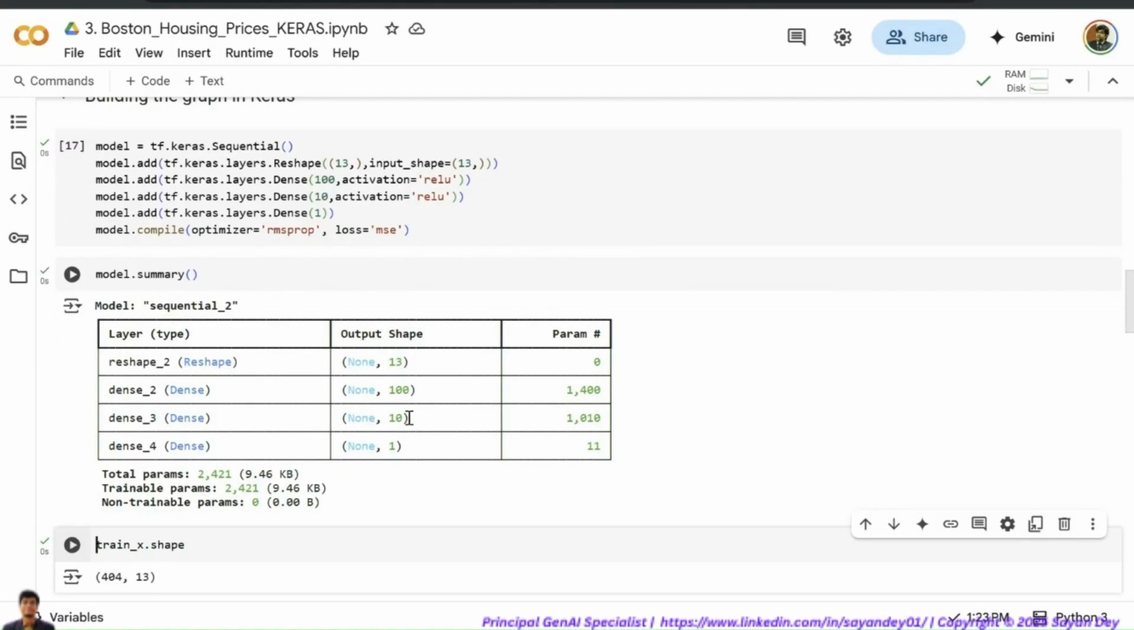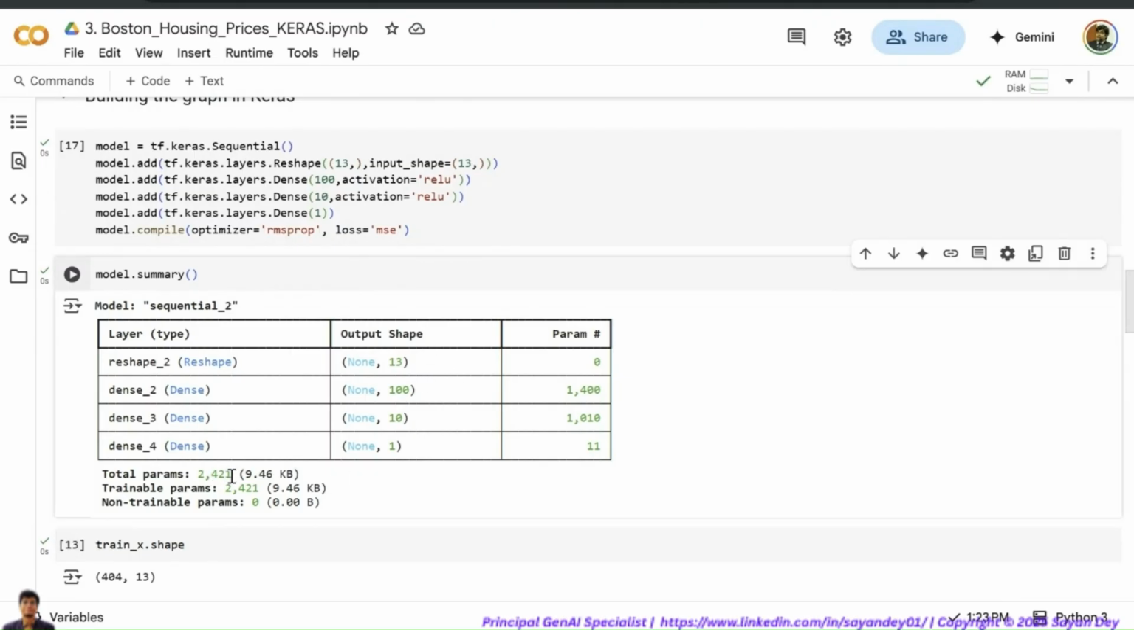Because I added these additional hidden layers, I have more neurons in between, and that's why the overall number of parameters is 2421. And the total size needed to store this is 9.46 KB. So we need 9.46 kilobytes to store this entire thing. Okay, so all of you are able to get a sense of this.